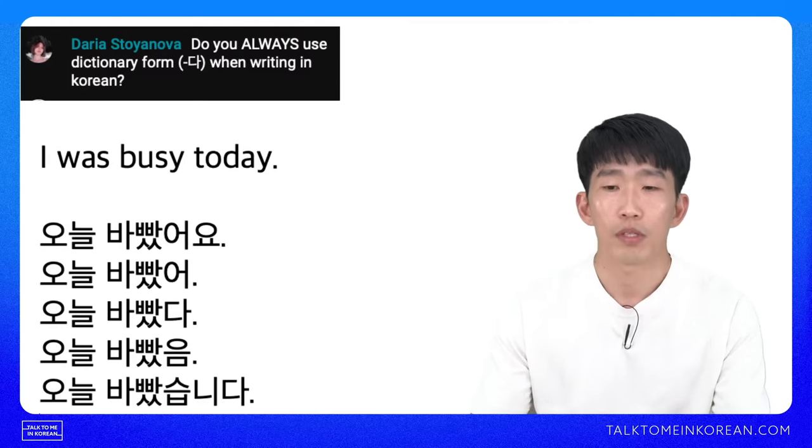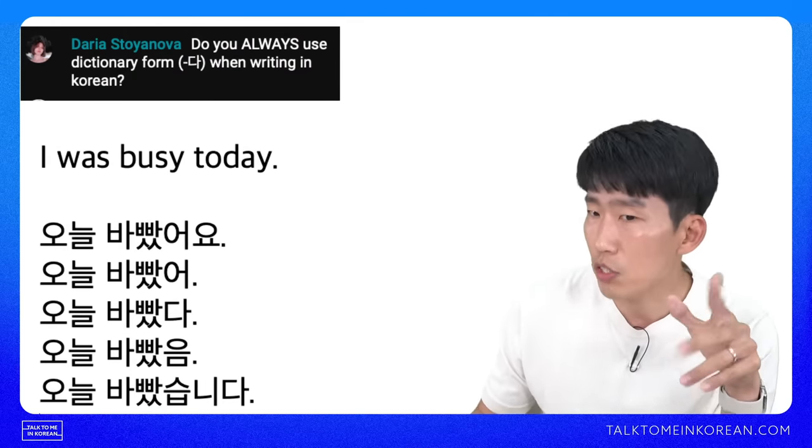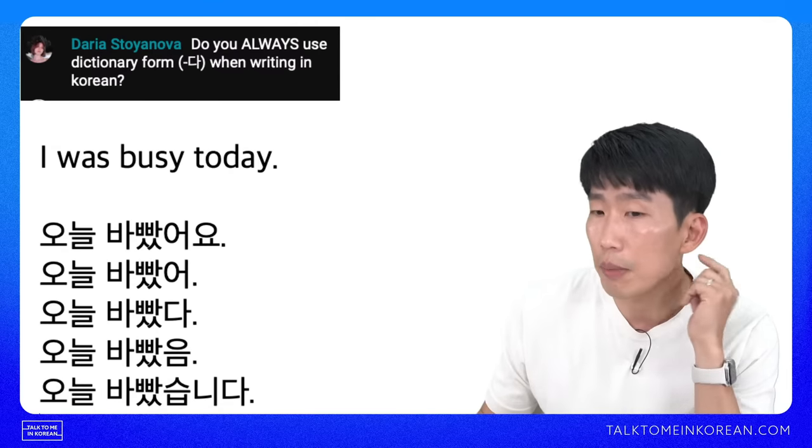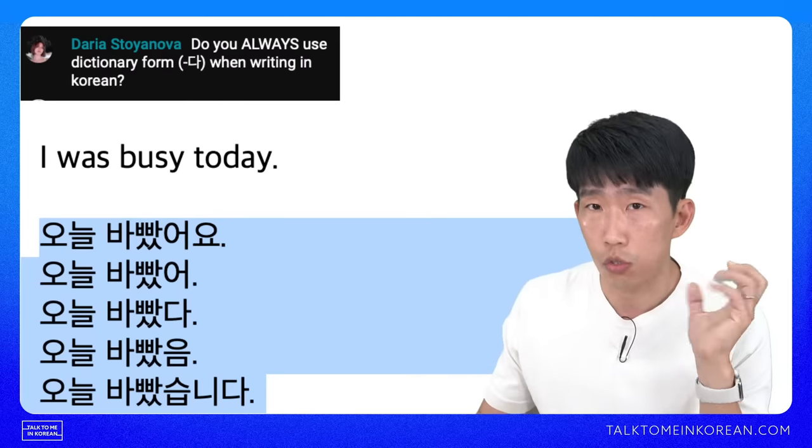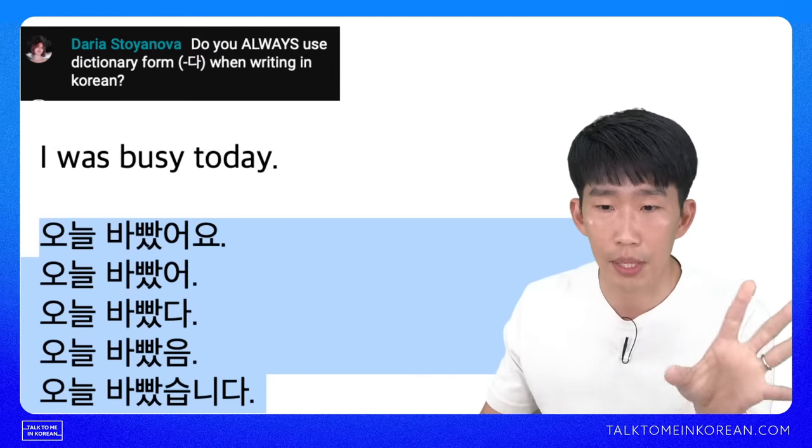So, I can imagine people writing using these various styles on their social media in an Instagram caption.